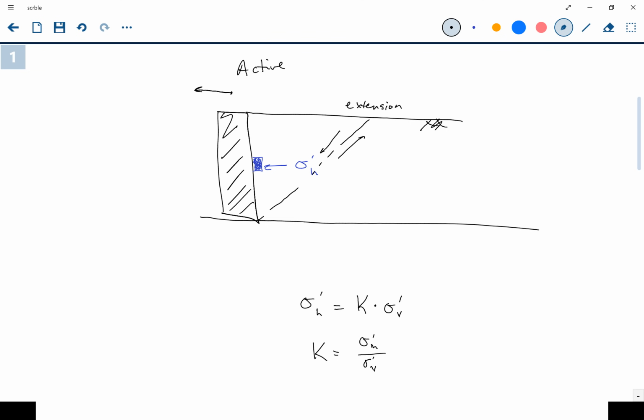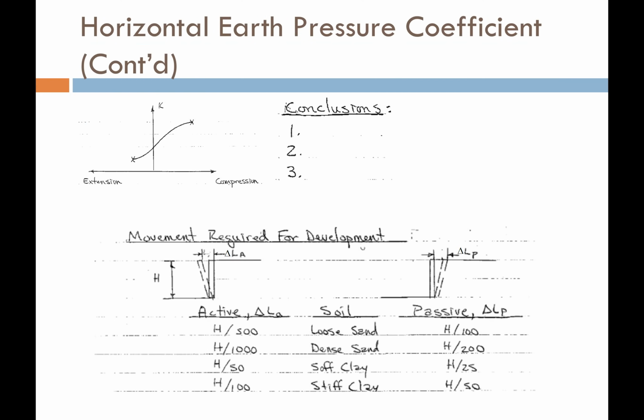If we were to plot then that K value, what we would see is that K would reduce from the at-rest condition. It would come down, down, down, but eventually it would bottom out. It would hit a constant value and it would never change again. It would just remain constant.